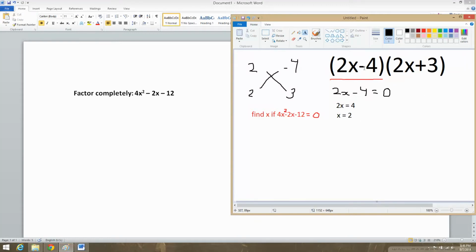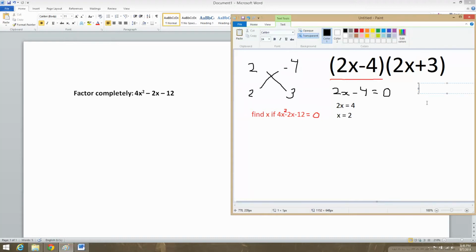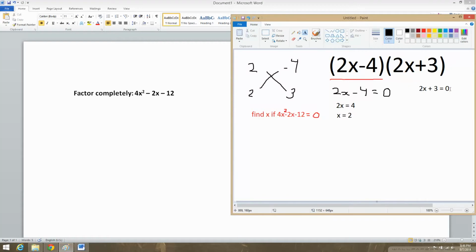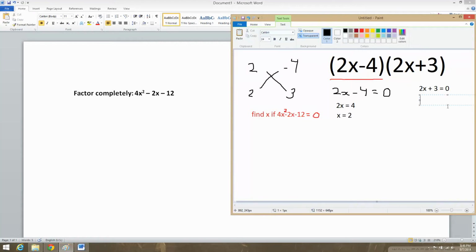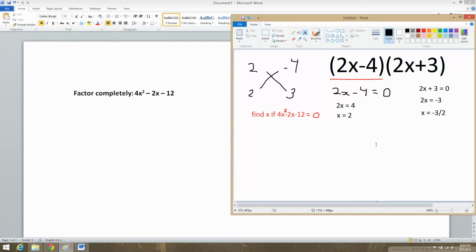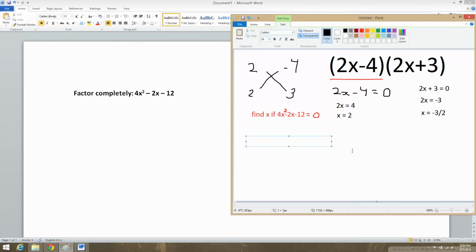For the right side, it's going to be 2x plus 3 equals 0. You want to find what turns it into 0. So 2x, you subtract 3 from the left side, therefore subtracting 3 from the right side, or you can just say you carried it over and turned it negative. That's what I do. You divide the left side by 2, therefore dividing the right side by 2, so x equals negative 3 over 2. So finding x, the answer is going to be x equals 2 and negative 3 over 2.